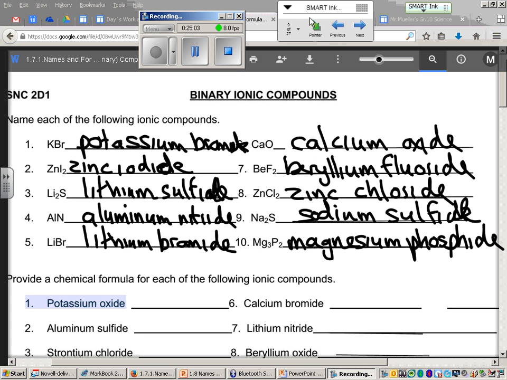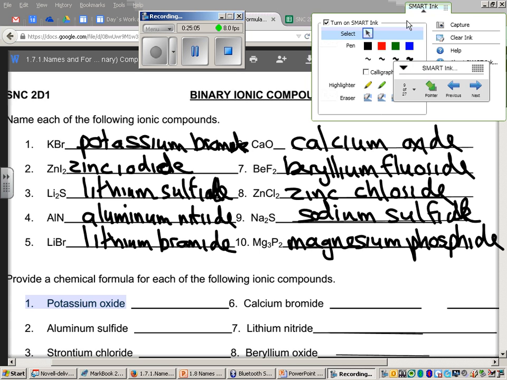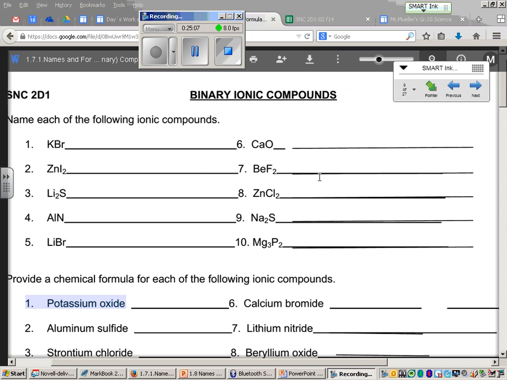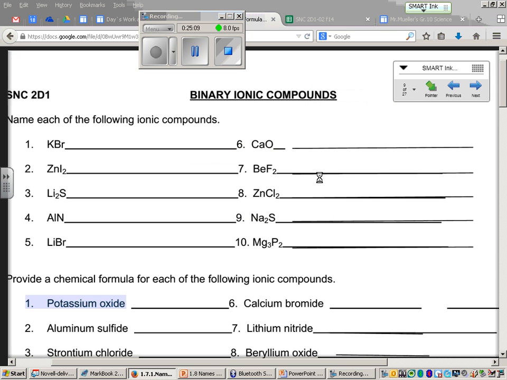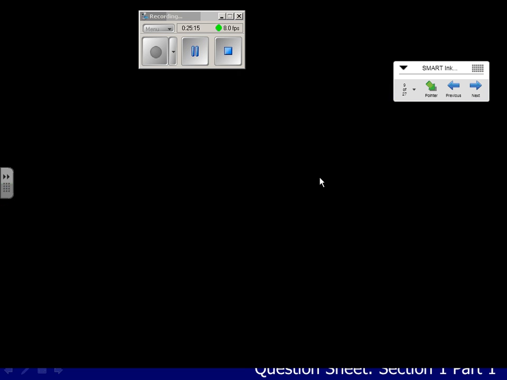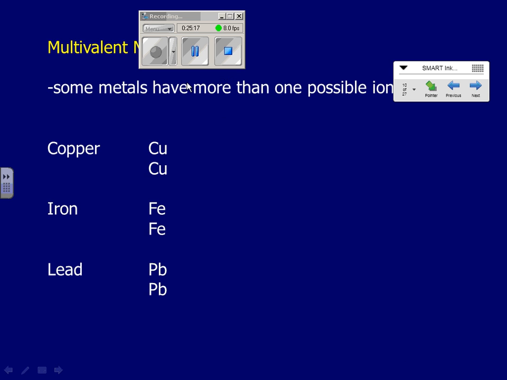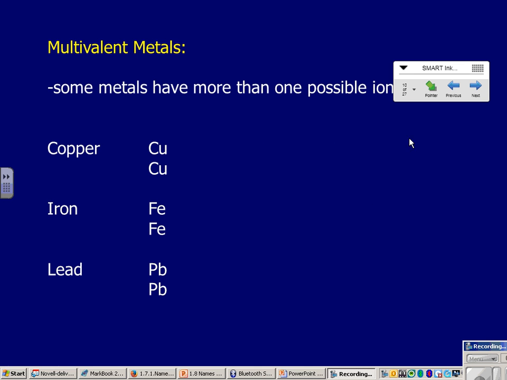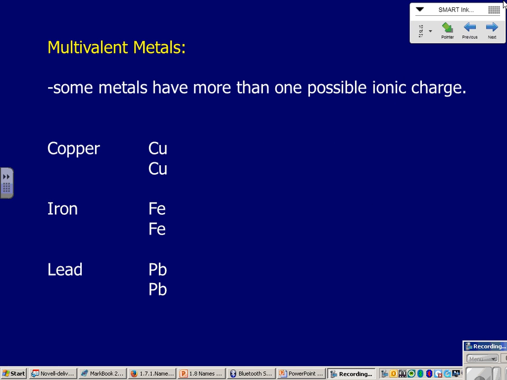Okay, so let's, what do we got to do here? Eventually I got to get rid of the writing, clear the ink. Let's go back to the PowerPoint. Nope, that's not what I want. Oops, not that one. That one. Okay, now, multivalent metals. What a great term. Multivalent.